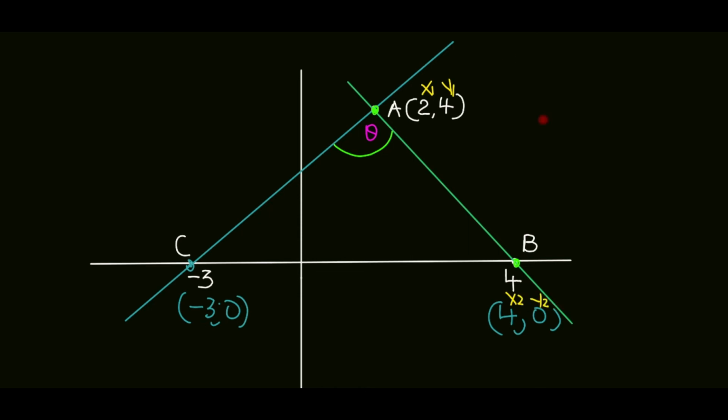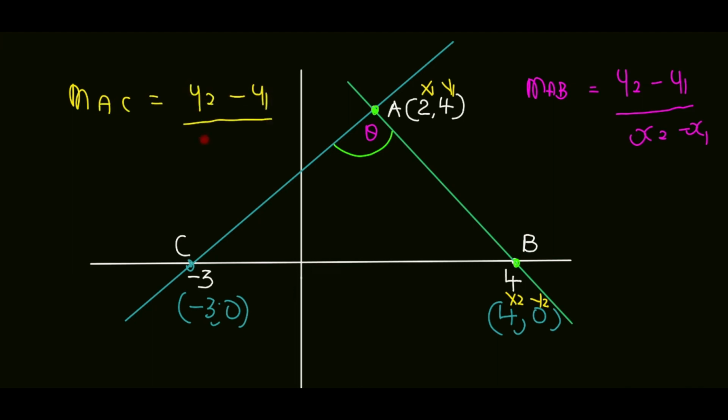So from there we'll find out the gradient of line AB, where m AB is equal to y2 minus y1 divided by x2 minus x1, and then from there we substitute the coordinates. So we do the same thing for line AC, where m AC is equal to y2 minus y1 divided by x2 minus x1.